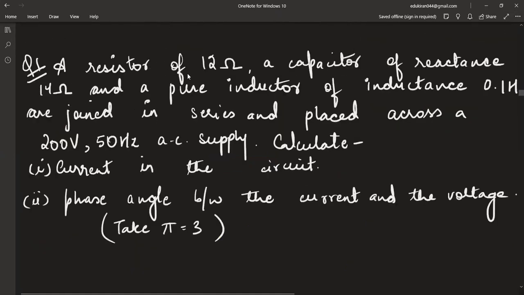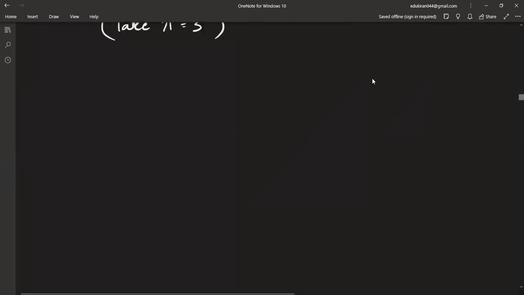Okay. See, this says that a resistor of 12 ohm, a capacitor of reactance 14 ohm, and a pure inductor of inductance 0.1 Henry are joined in series and placed across a 200 volt, 50 hertz AC supply. All right. So calculate the current in the circuit and the phase angle between the current and the voltage. And you have to take pi as 3, a rounded-off value. Instead of taking it as 3.14, it's given in the question to take it as 3.